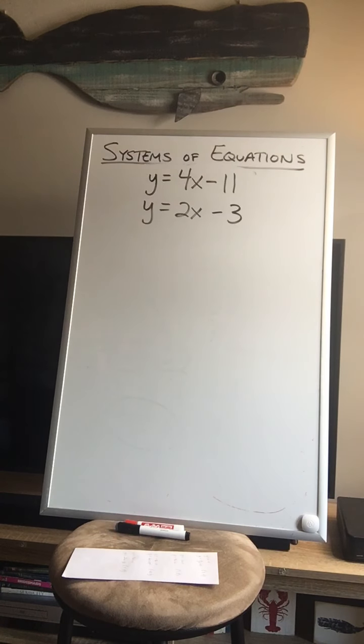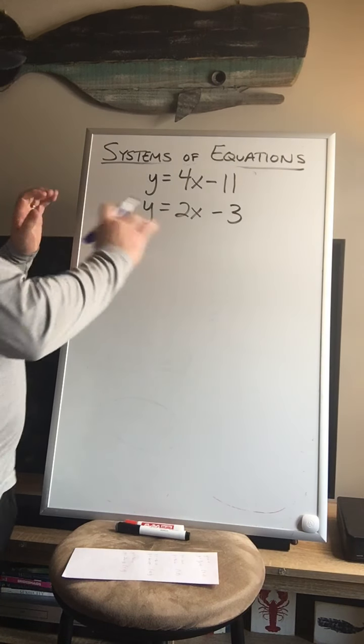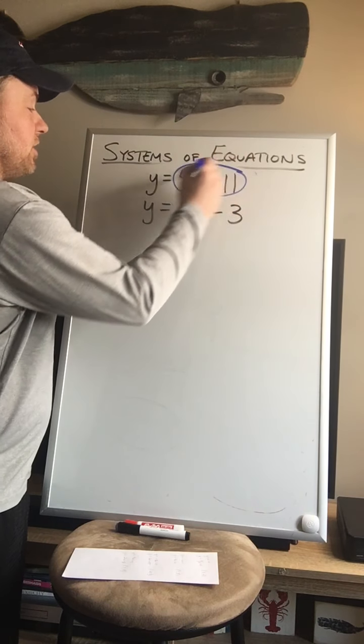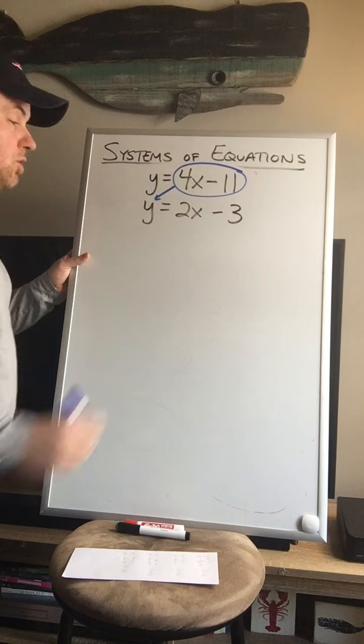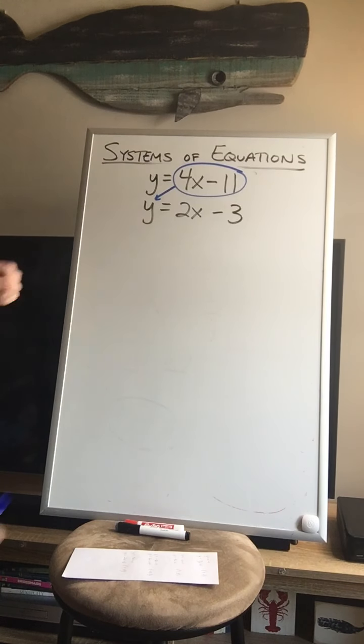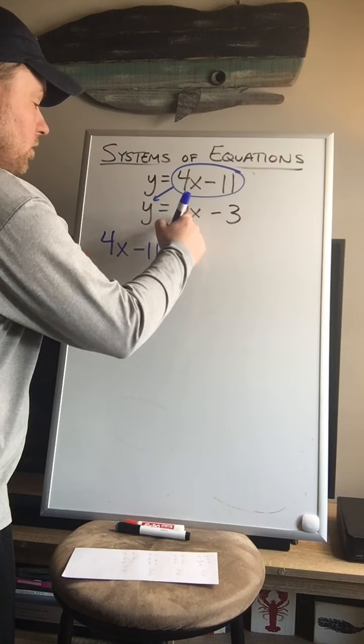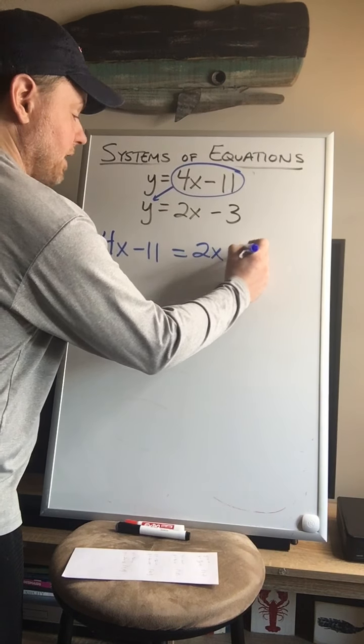Okay, so once again, I want to try to find the point that they have in common without graphing it. So I'm going to do it algebraically. So I'm going to take the top equation, and since they're both equal to y, I'm going to put it next to the bottom equation. So it'll be 4x minus 11 equals 2x minus 3.